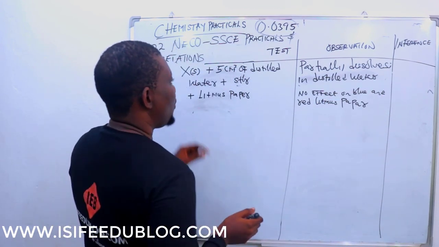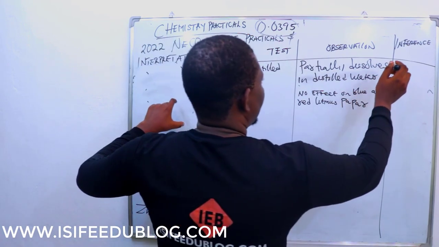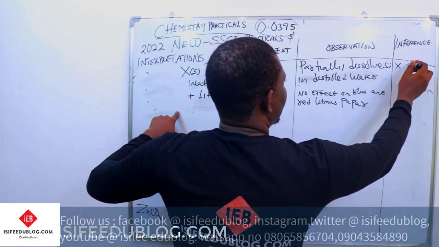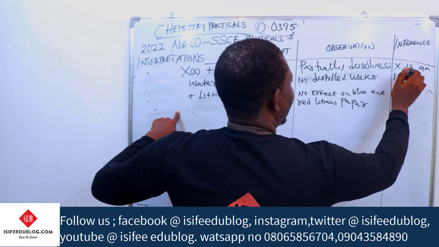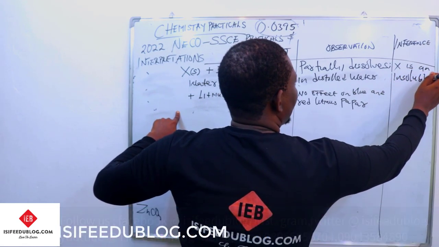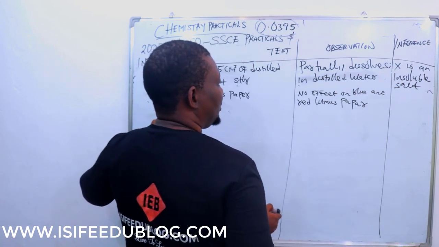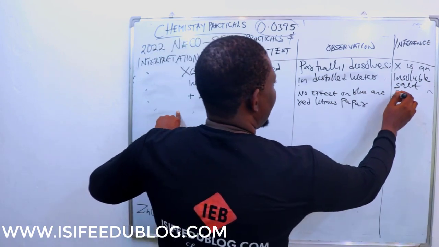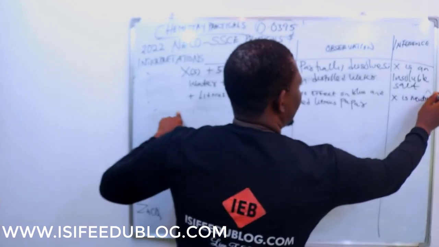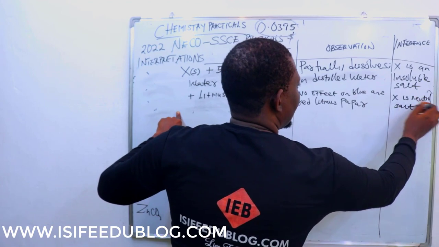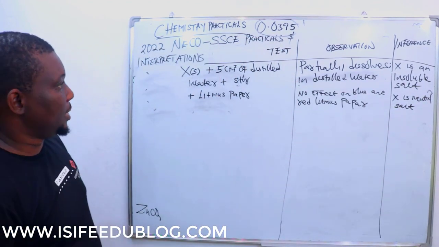Okay, when you have a salt partially dissolved in distilled water, what does it tell you? It means that X is an insoluble salt, having not dissolved. No effect on blue and red, what does it tell you? It means that X is a neutral salt. Okay, that is on that question.